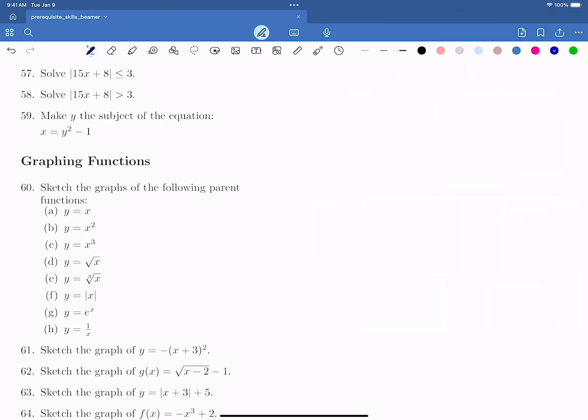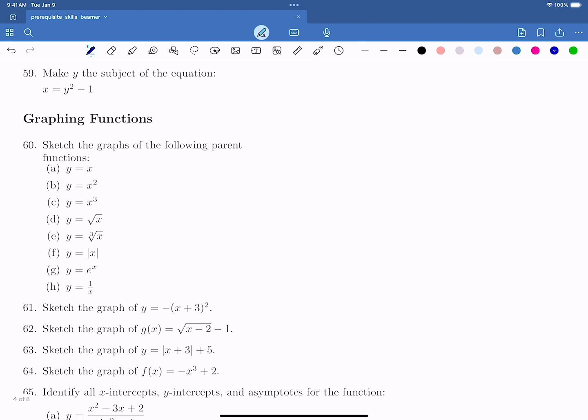Okay, next, make y the subject of the equation. So we need to isolate the y on one side of the equation. We have x equal to y squared minus 1. y squared, if I add 1 to both sides, equals x plus 1. I need to isolate the y so I can take the square root of both sides.